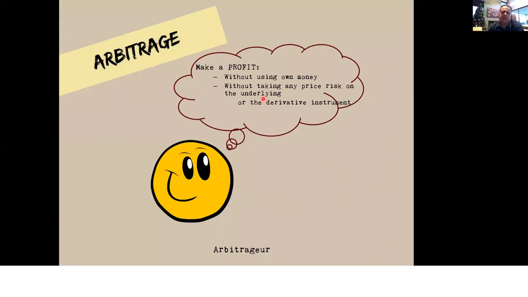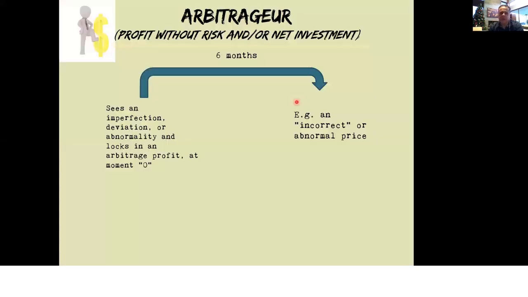Now let's take a look at arbitrage. Arbitrage is basically the equivalent of finding money on the street. Probably most of us have found money just lying on the street. It doesn't happen too often, but it happens once in a while. And it's a good analogy to arbitrage. So arbitrage is like making a profit with no investment. You're not using your own money, and you're not taking any risks.